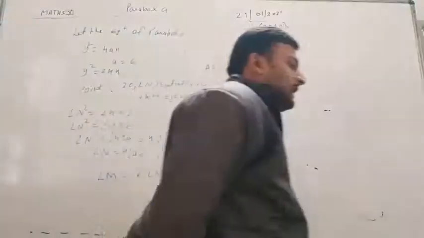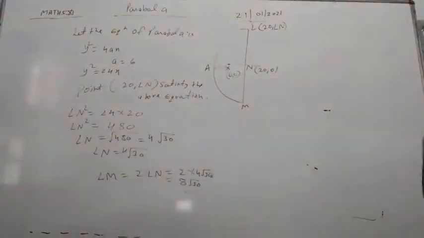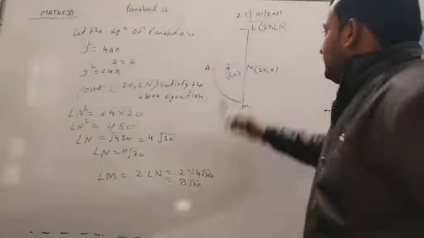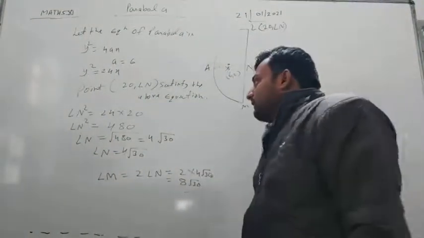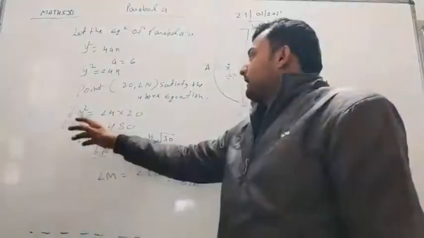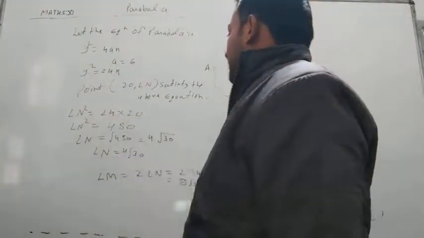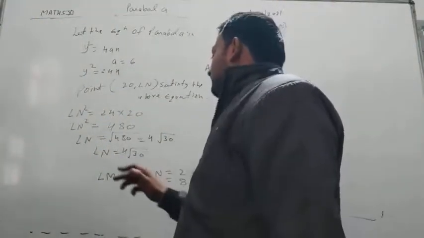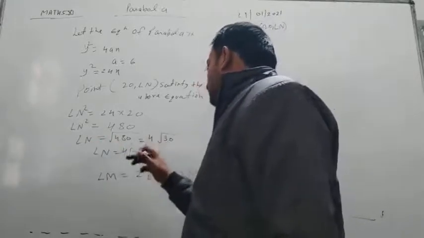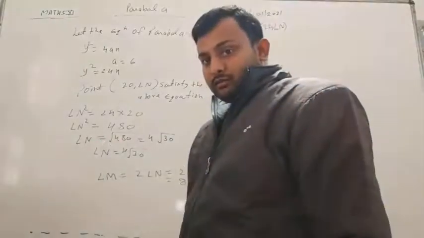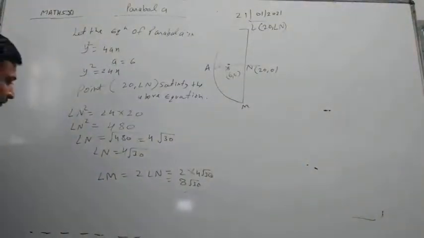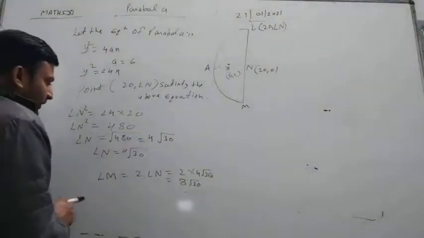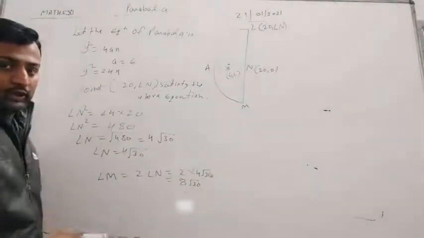Now we are seeing that the point L satisfies this equation because it lies on the parabola, so it will satisfy the equation. So we write LN square is 24 into x, which is 20. We are getting from here LN is under root 480. And students, we are getting LN is 4 root 30.